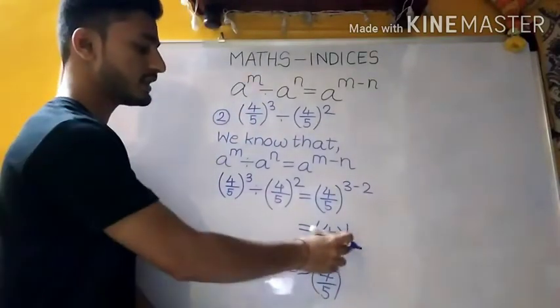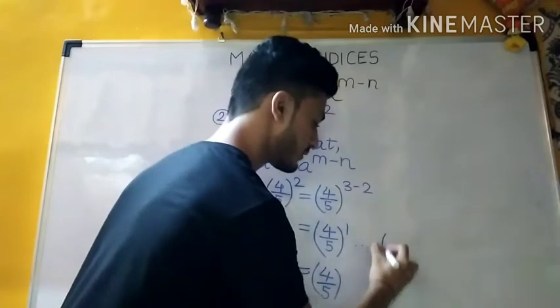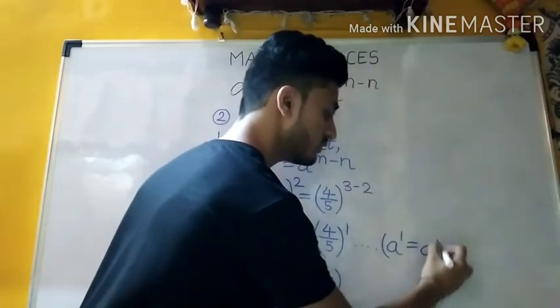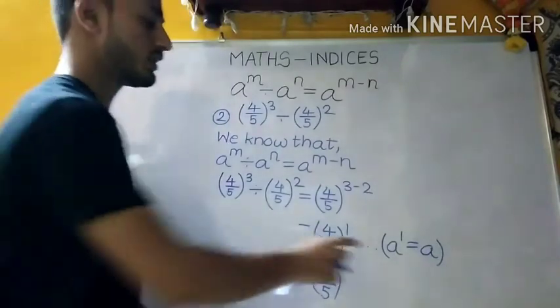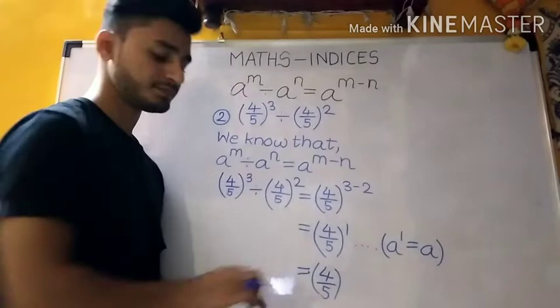Okay. For this step, we are going to mention the law which we are using. That is, a raised to the power 1 is equal to a. So this is the law which we are going to use. Okay. So this is a final answer.